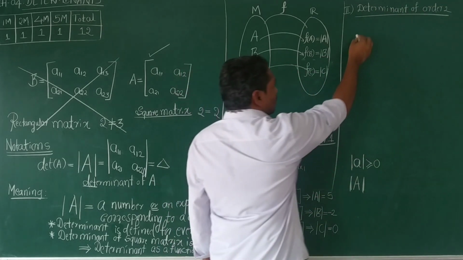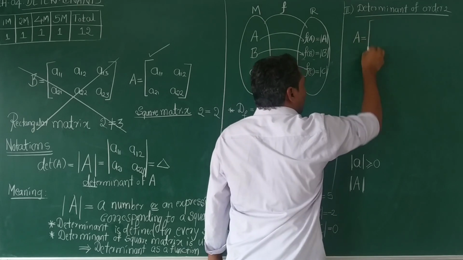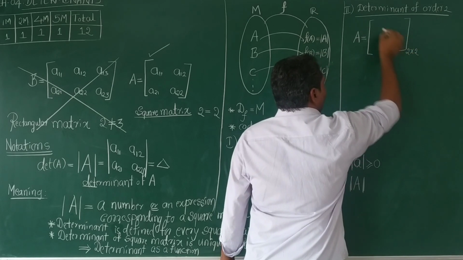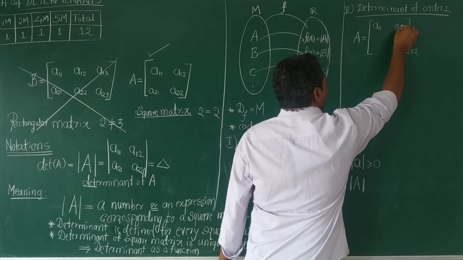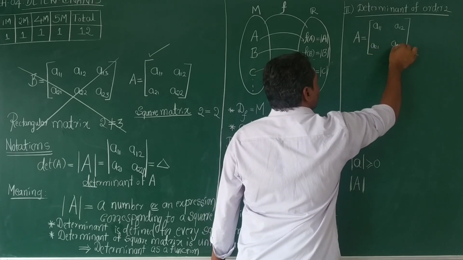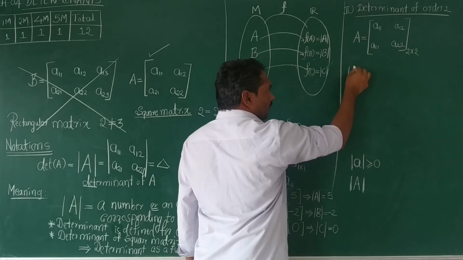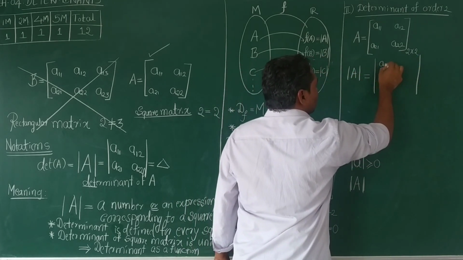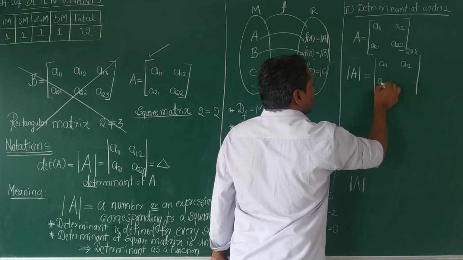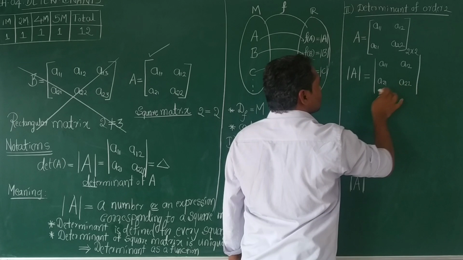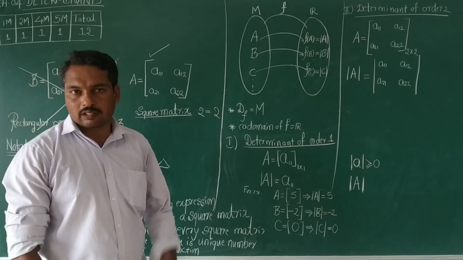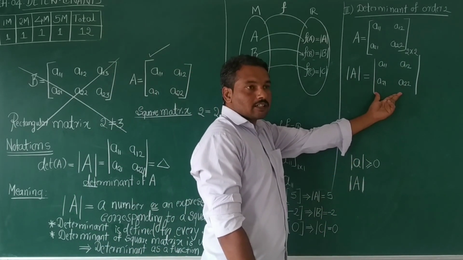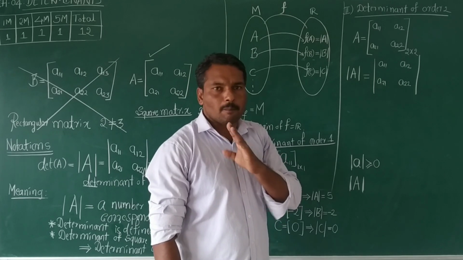We consider a square matrix of order 2 as A. Since the order is 2, there are 2 rows and 2 columns. Generally, the elements are in this form: A11, A12, A21 and A22. The corresponding determinant is represented by writing the same arrangement within the vertical bar. This is known as the determinant of a square matrix of order 2. Then how do we simplify this determinant to get a real number or a complex number?